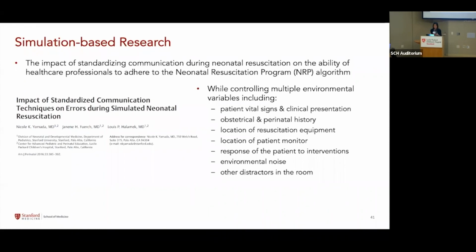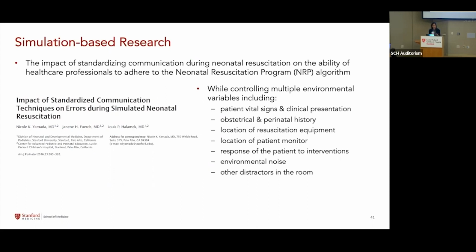When I bring this into a simulation-based research setting, the things that we can control are the patient vital signs and their presentation. When I presented my study teams with a patient, everybody got the exact same patient. It was a 39-weeker who was born by stat C-section for meconium and decels, right? Everybody gets that same patient. Their obstetrical and perinatal history is the same. The mom has gotten full prenatal care. She doesn't have any risk factors. She hasn't gotten any meds.